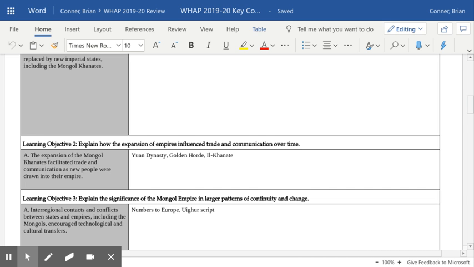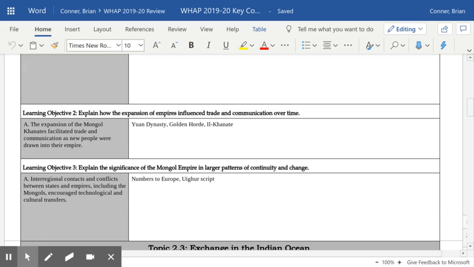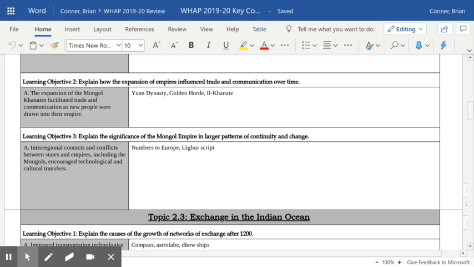And you do have evidence examples. I can't recall all of them off the top of my head, but there is evidence on that chart of ways in which each of these helped to expand trade. The second point to focus on as you're doing that is Learning Objective 3, about interregional contacts and conflicts between states and empires that encourage technological and cultural transfers.